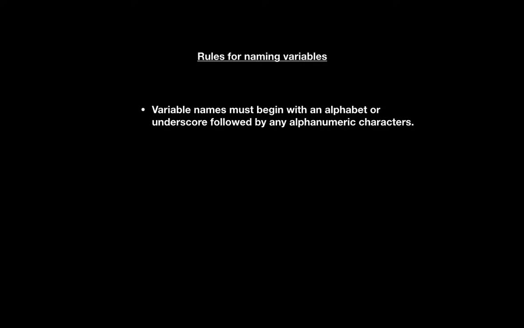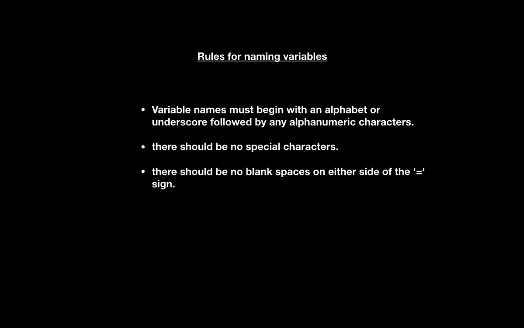Variable names must begin with an alphabet or underscore followed by any alphanumeric character, which means that the first letter in the variable name must contain an alphabet. It should not be a number or any special sign such as percentage, ampersand, etc. The first character can also be an underscore. There should be no special characters in the entire name of the variable. There should be no blank spaces on either side of the equal to sign. This is very important. Variable names are case sensitive.